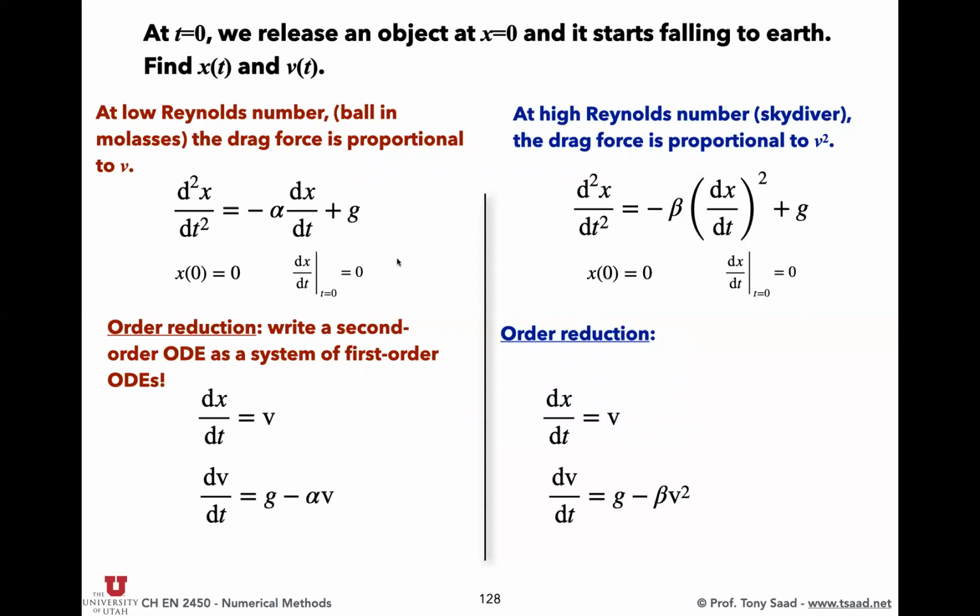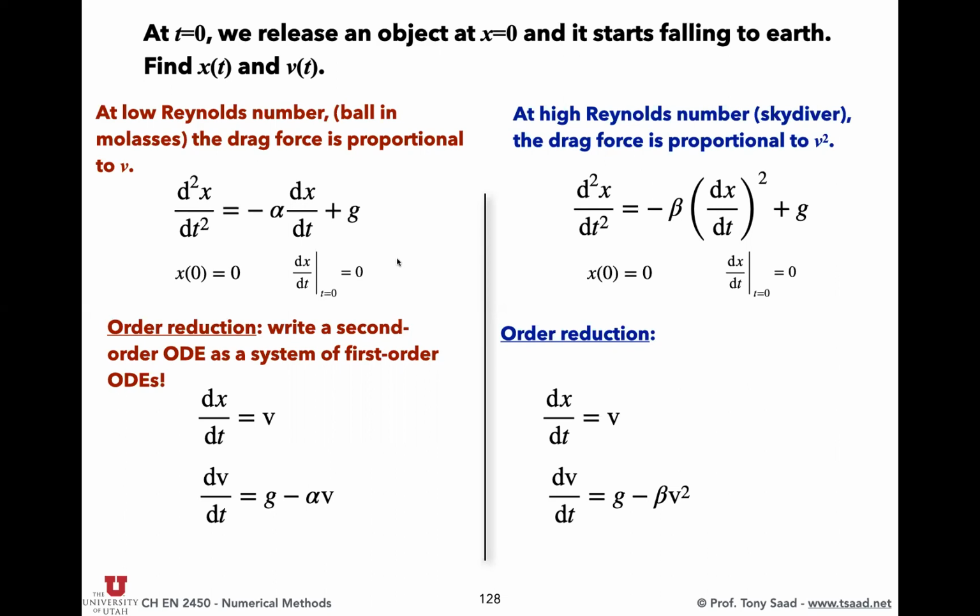If you define dx by dt as its own variable v, so you write dx by dt is equal to v, and then you substitute v into the governing equation, everywhere you have dx by dt, you turn it into v. So that second order ODE becomes a first order ODE in v. So you get dv by dt equal g minus alpha v, and then you get dx by dt equal v. So you get a system of two equations that are coupled, but they're both first order, okay? And there's tremendous benefit to that.